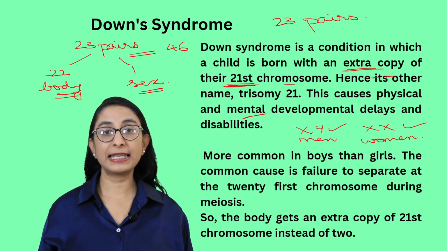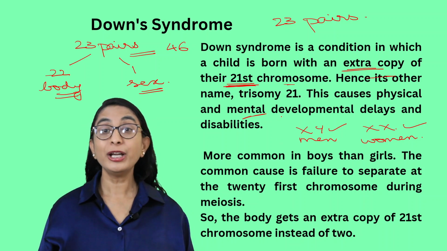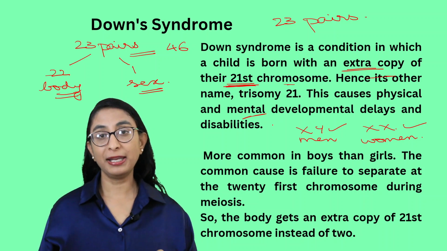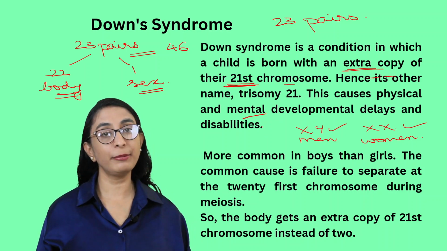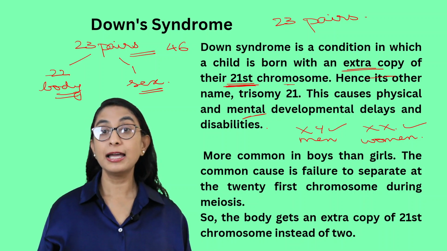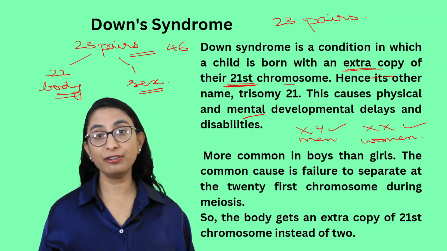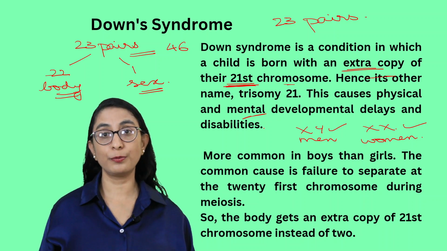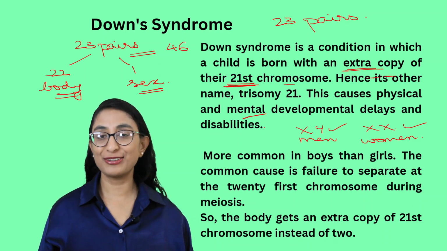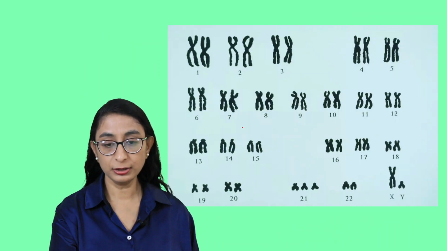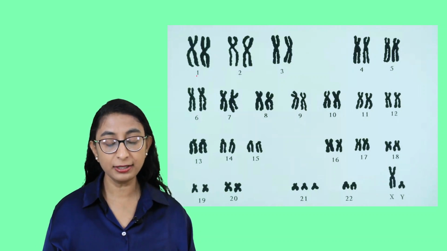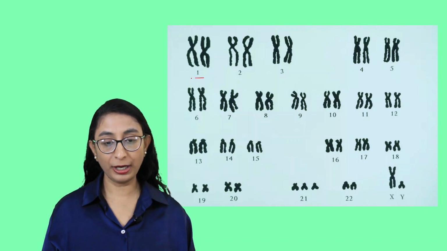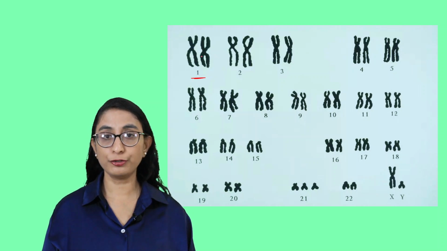So what happens in Down syndrome is in the 21st place. In every place we will have two chromosomes, one coming from father and one coming from mother, isn't it? However, in Down syndrome, in the 21st place, we will have three chromosomes and this leads to abnormality, and this abnormality is called Down syndrome. I will show you a diagram. You can see here, this is chromosome number 1. Here you will have two chromosomes, that is one pair. Here one will come from the father and one will come from the mother.